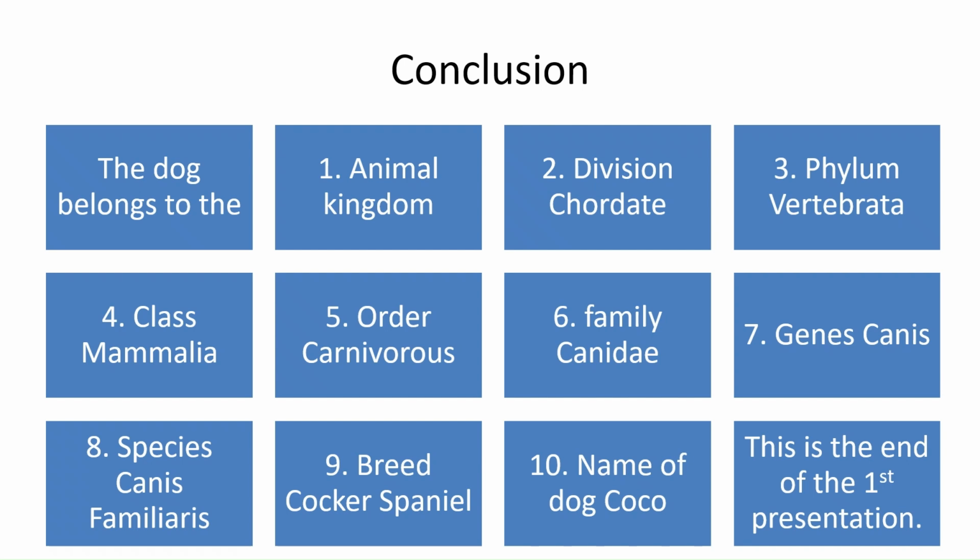Conclusion: the dog belongs to the animal kingdom, division chordate, phylum vertebrata, class Mammalia, order Carnivora, family Canidae, genus Canis, species Canis familiaris, breed Cocker Spaniel, name of the dog is Coco. This is the end of the first presentation.